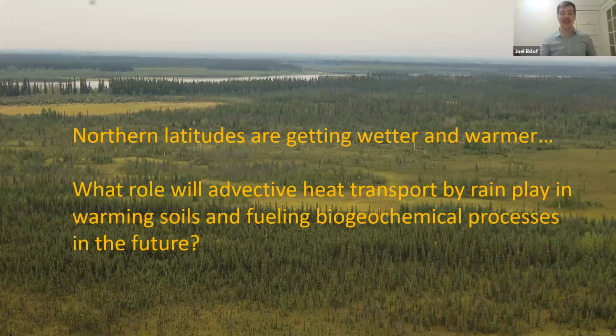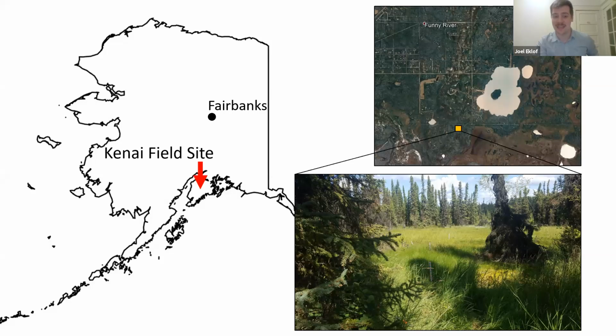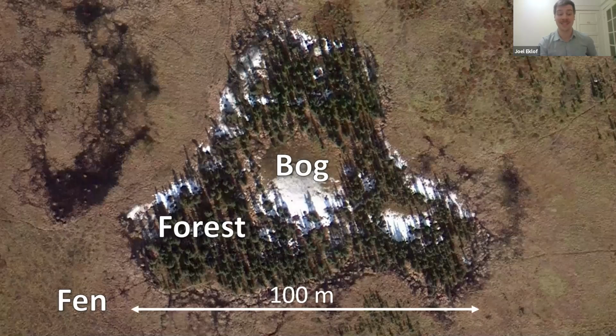So to begin answering this question of what role advective heat transport by rain might have in the future, as most major models are projecting northern high latitudes to get warmer and wetter, we began monitoring a site with a climate that's already warmer and already wetter in Kenai Wildlife Refuge, 450 kilometers south from the site you were just hearing about. The site's quite small. It's only about 100 meters across. In the middle of the site, we have a bog that's about 50 meters across, surrounded by permafrost underlain black spruce forest. And then outside of that forest, we have fen.